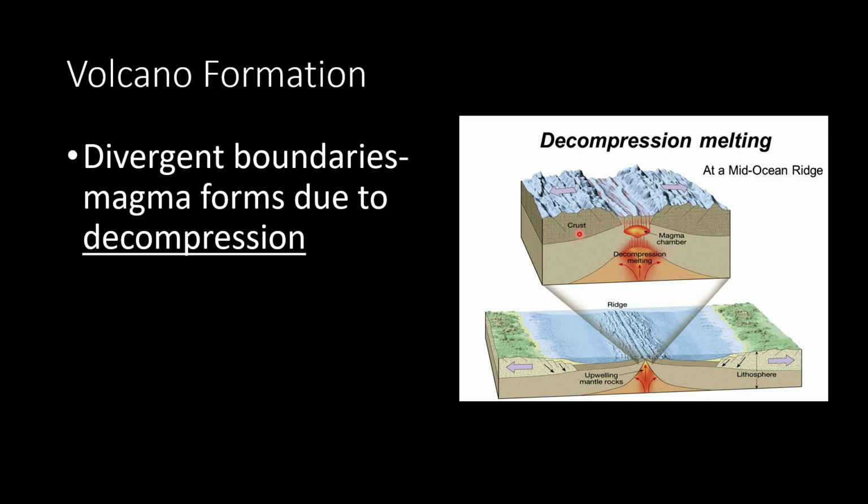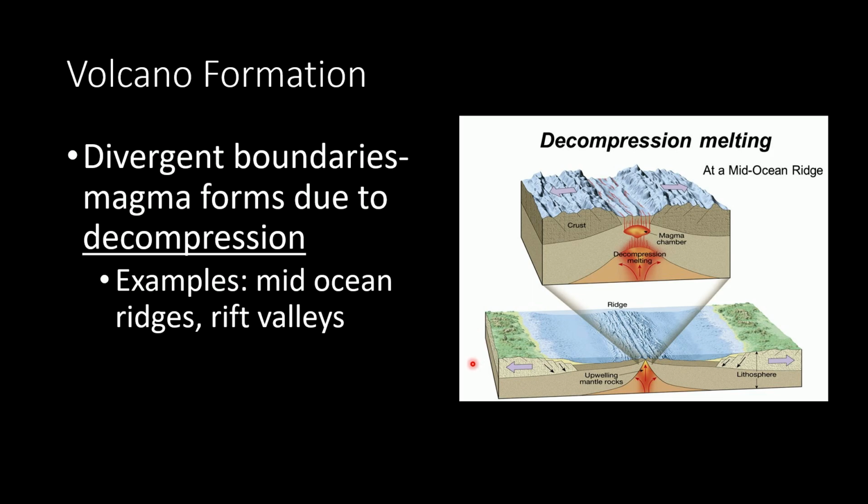So again, as these two plates are moving away from each other, this center area here has less pressure on it because there's not plate forcing downward, creating pressure. So this chunk of the mantle can rise up and melt into a little magma chamber. So the examples we have of these are mid-ocean ridges like what we've got here, or also a rift valley like the Great Rift Valley of Africa is an example of a type of divergent boundary volcanism.